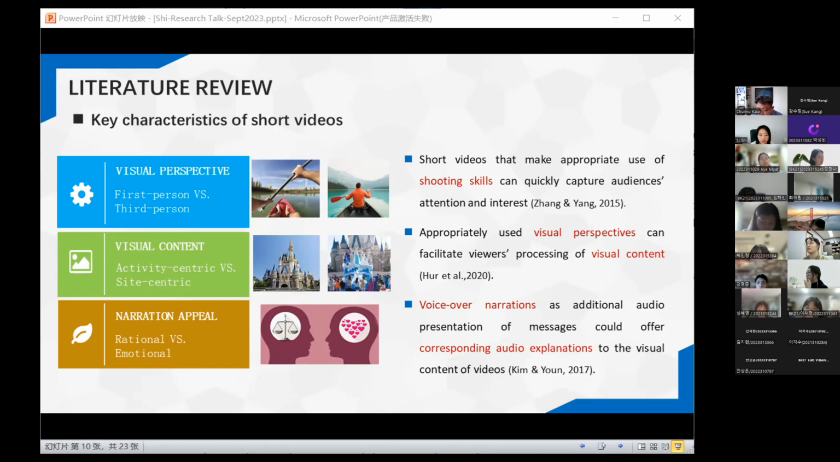And also, as you said, the evaluation of the visual perspective and visual content can be subjective. We had a manipulation check to assess their evaluation of the visual perspective. For example, after they watched the video, we asked whether it was shot from a first-person or a third-person perspective. We found a significant difference between the first-person group and the third-person group, and the same for the activity-centric and site-centric content. So that's pretty much the manipulation check. Is that your question?